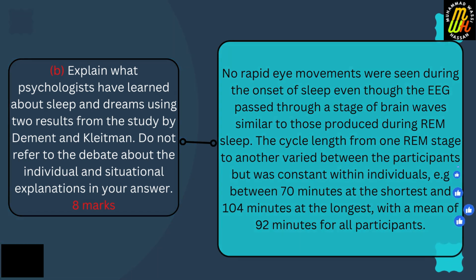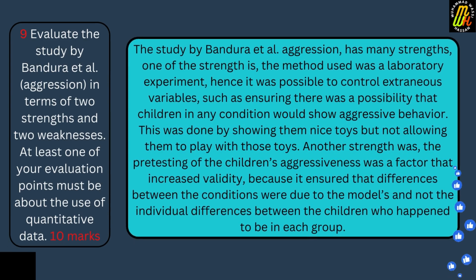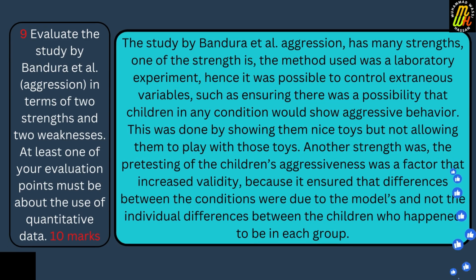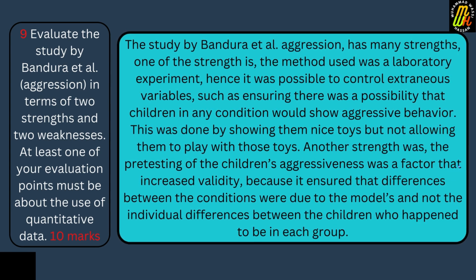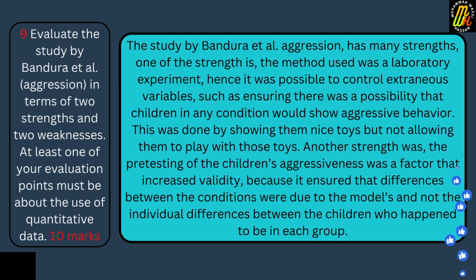Question number 9. Evaluate the study by Ventura et al. on aggression in terms of 2 strengths and 2 weaknesses. At least one of your evaluation points must be about the use of quantitative data. 4 marks. The study by Ventura et al. has many strengths, and one of the strengths is that the method used was a laboratory experiment. Hence, it was possible to control extraneous variables, such as ensuring there was a possibility that children in any condition would show aggressive behavior. This was done by showing them nice toys but not allowing them to play with those toys.